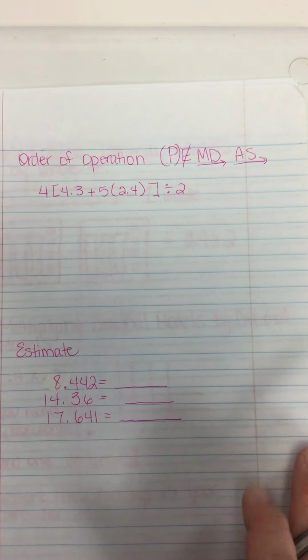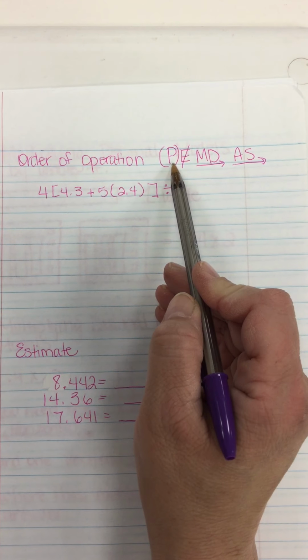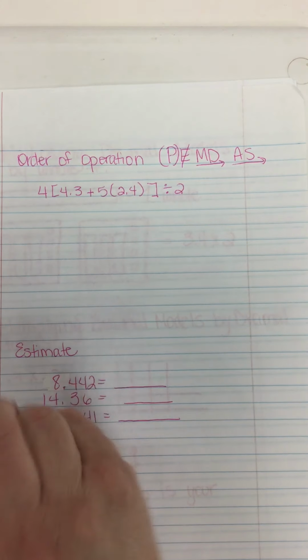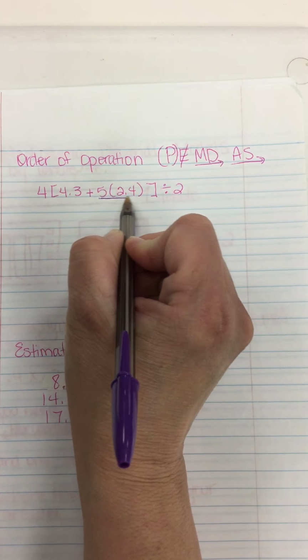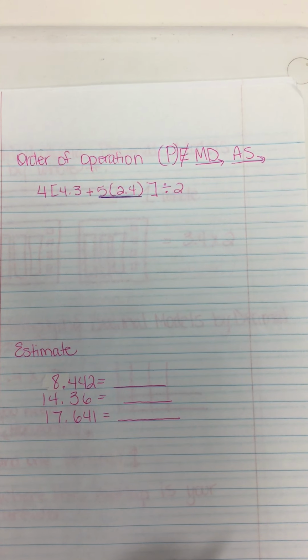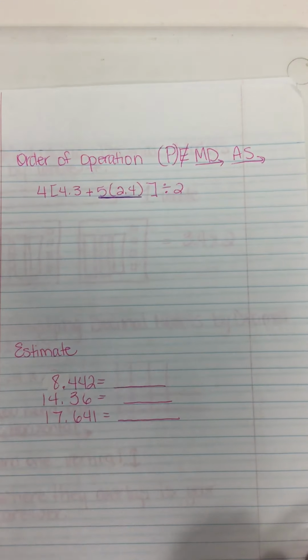Order of operations. We've been dealing with this for days. Parentheses first. Then you're going to multiply and divide from left to right. Add and subtract from left to right. So here you're going to start with this one, because 5 times 2 and 4/10 comes before addition.